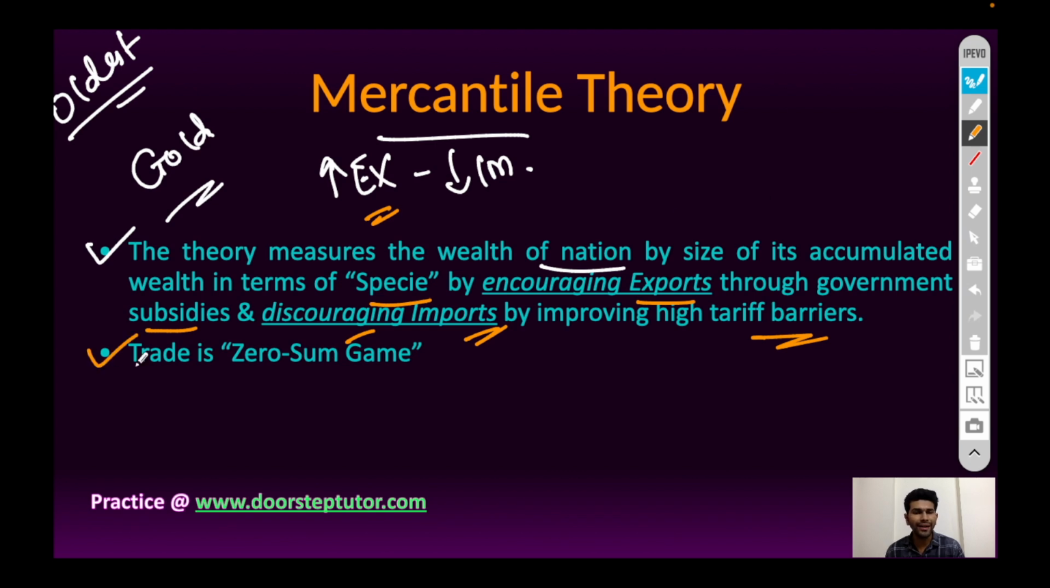This theory says that international trade is a zero-sum game. It means one country's profit will be set off against another country's loss. If one country earns profit, another country suffers loss. But Adam Smith argued that international trade is not a zero-sum game. Both the countries can benefit.